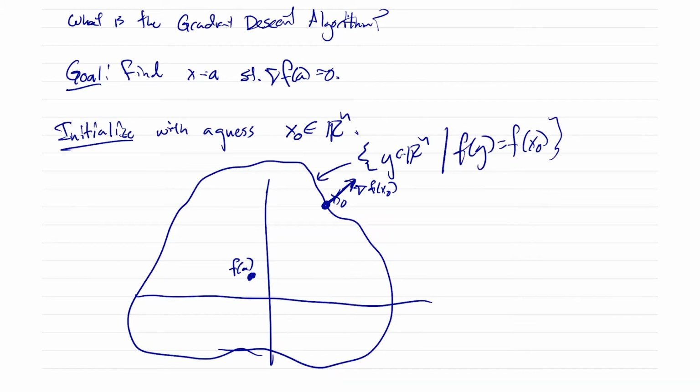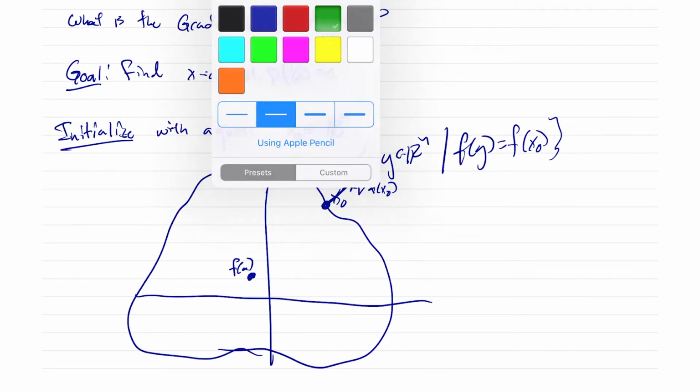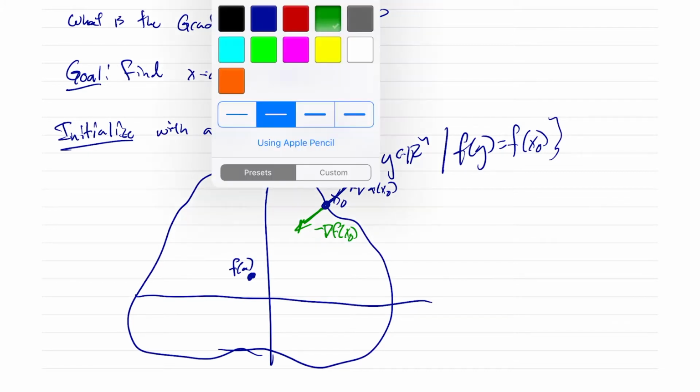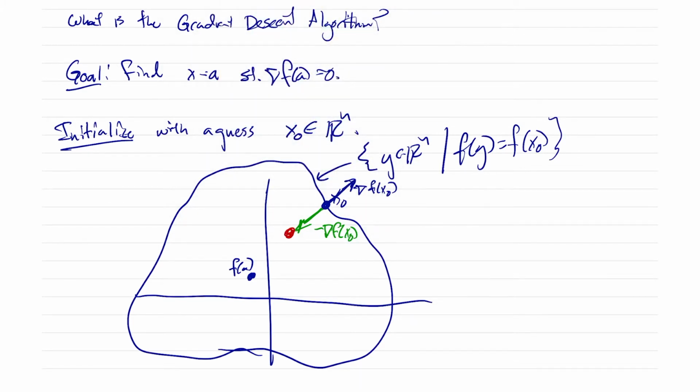And so if we want to get to the local minima as fast as possible, then what we need to do is go in the opposite direction of that. And that's going to be the direction of greatest decrease. So what we're going to do is follow the negative gradient of f of x naught, and we're going to follow it to some point, say x1.